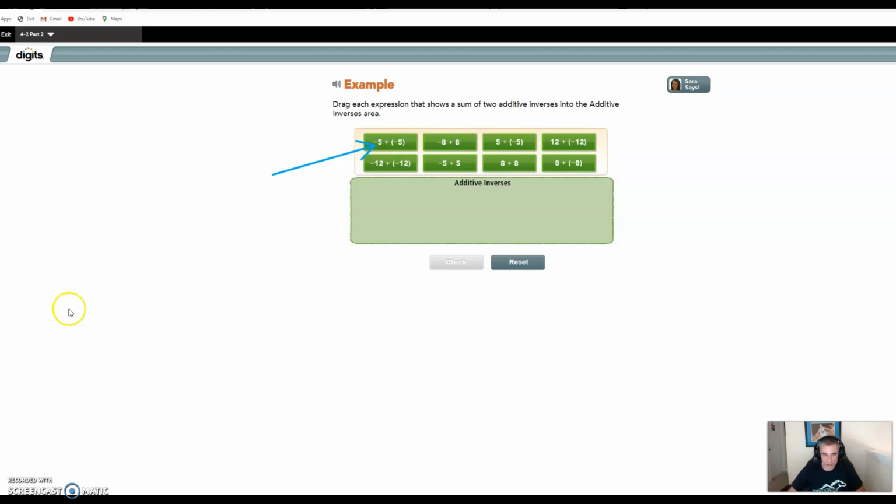If I take $5 from you, and then I take 5 more, that doesn't add up to 0. That is, I've now taken $10 from you. I took 5 here, I took 5 more, that equals negative 10. So this is not a sum of additive inverses. So when both of the numbers are negative, there's no way they can add up to 0.